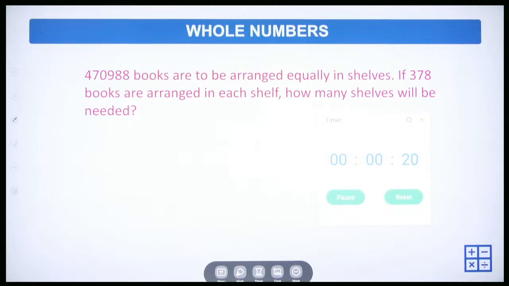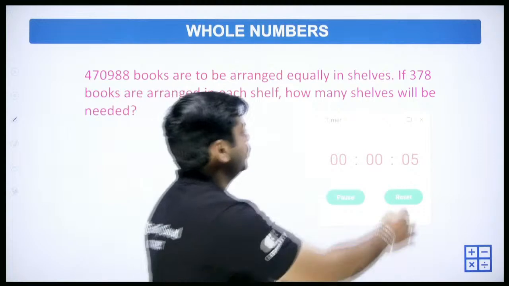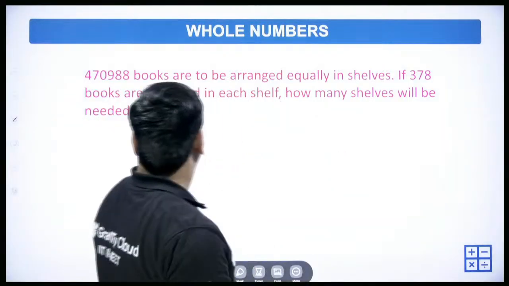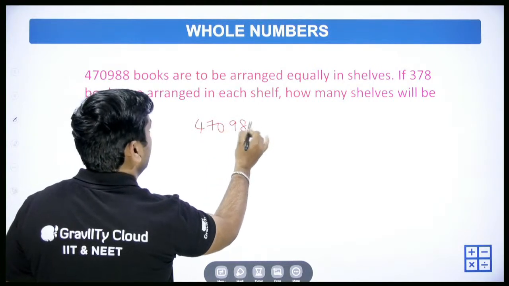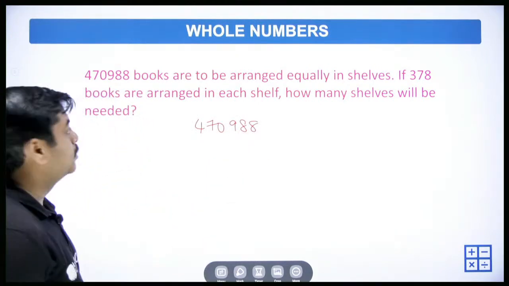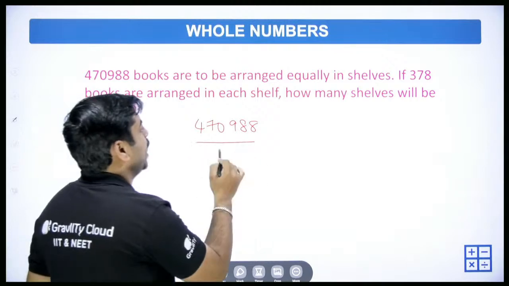Last 20 seconds left. Right, last 5 seconds. Let's stop the timer and solve the question. So 470988, and 378 books are arranged in each shelf. So you need to divide by 378.